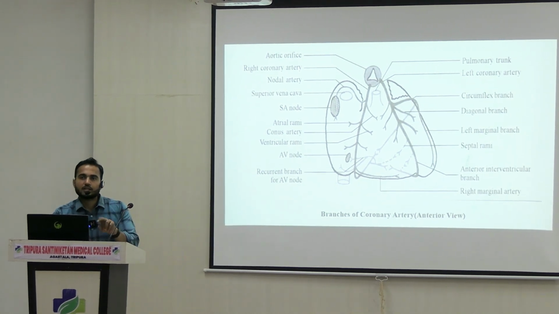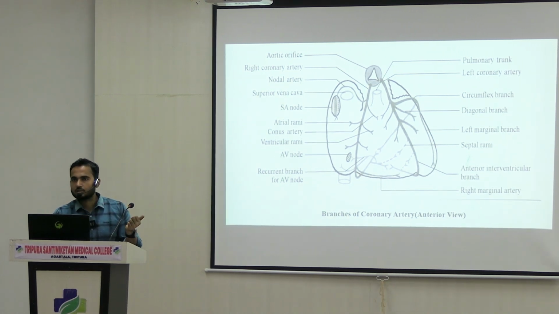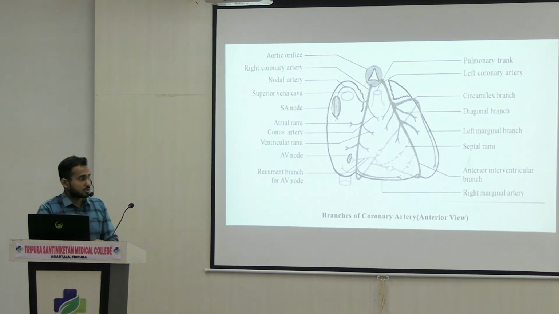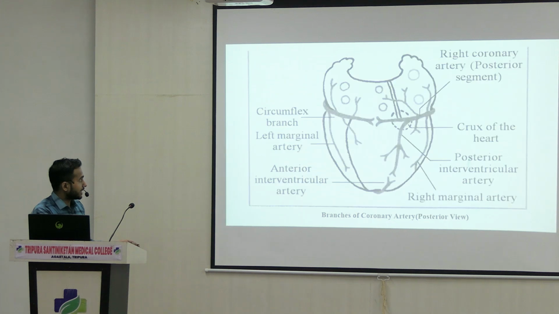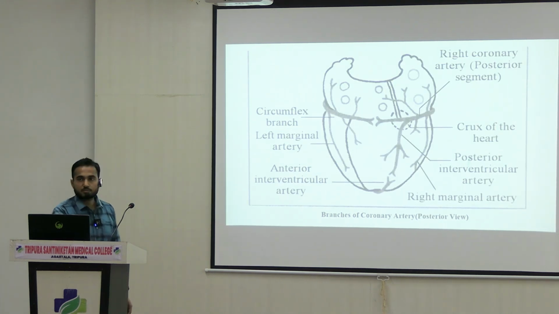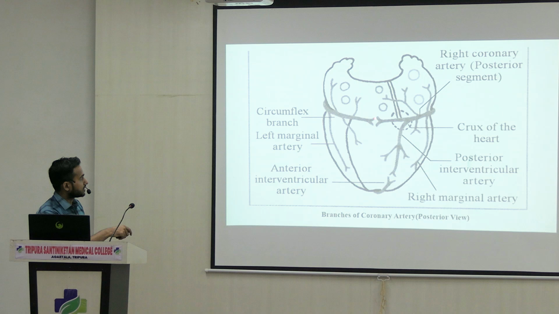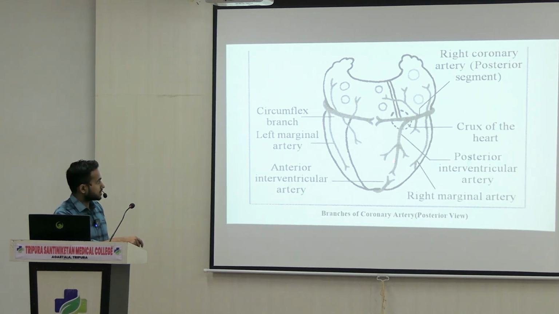Please note that when writing about the coronary arteries, you have to draw two such diagrams. The first diagram shows the anterior aspect, the second diagram shows the posterior aspect. Here you can see the diagram showing the branches of the coronary artery, anterior view. Another diagram shows the branches of the coronary artery, posterior view. Here also you can see this is the right side, this is the left side. This is the right coronary artery, the posterior segment. As you can see, the anastomosis is taking place on the left side of the crux of the heart. Next you can see the posterior interventricular branch.